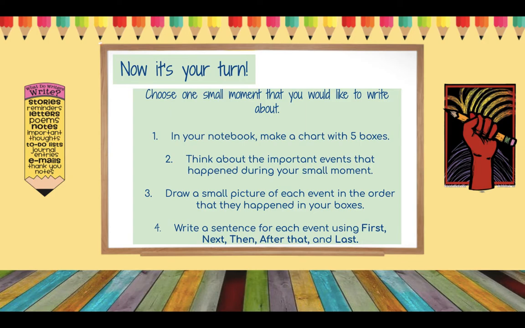It says, choose one small moment that you would like to write about. Step 1. In your notebook, make a chart with 5 boxes. Step 2. Think about the important events that happened during your small moment and make sure you think of them in order. Step 3. Draw a small picture of each event in the order that they happened in your boxes. And then step 4, you're going to write a sentence for each event using first, next, then, after that, and last. You want to use our 5 time words for your 5 boxes, all right?